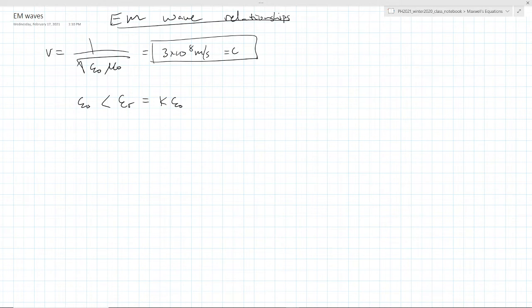Well, look at what will happen here if you put in a relative epsilon naught rather than epsilon naught. Since that number is bigger, this means that velocity, the speed of light, will be smaller in a dielectric.